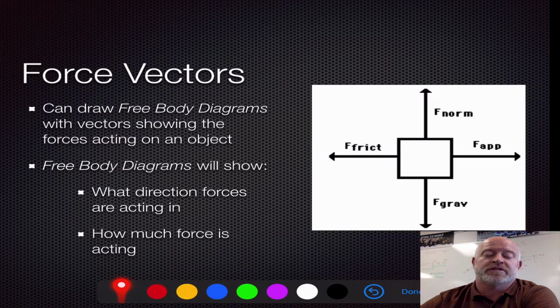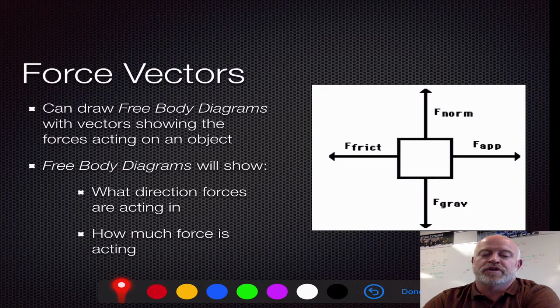Now, with force vectors, we can put them together to draw something called a free body diagram. What a free body diagram does for us is map out all the forces acting on an object at one time. From those different forces, we can then get a better visual on what is going on with that object moving through space. Free body diagrams always show us the direction of the forces and how much force is acting along this.